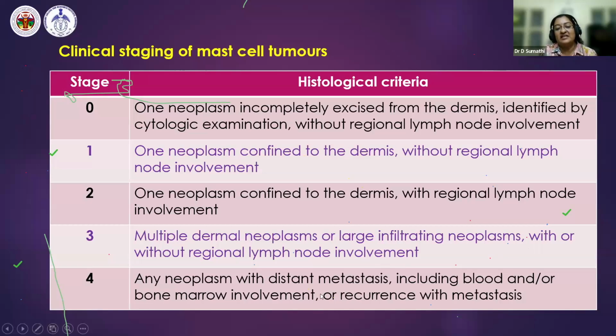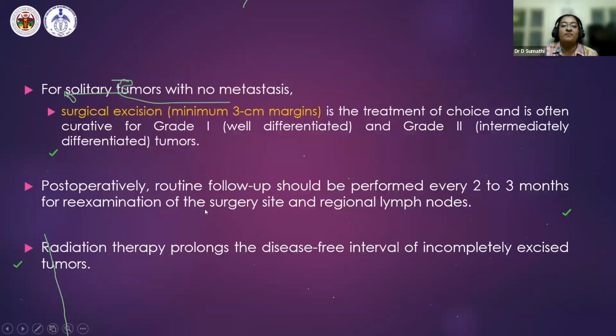Any neoplasm with distinct metastasis, including blood and bone marrow involvement or recurrence with a metastasis, is staged as 4. So for solitary tumors, surgical excision is a minimum of 3 centimeters, as Dr. Nagarajan told in the introduction. Initially it was 2 centimeter margins. Now it has come to 3 centimeters up to 4.5 centimeters. The surgical excision margin is being even up to 4.5 as per the recent literature.